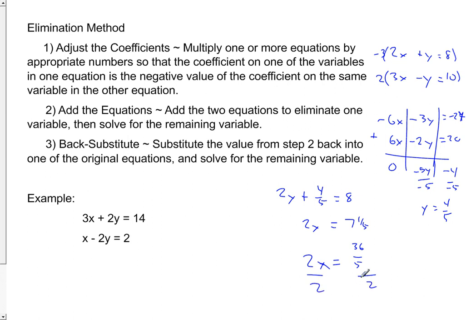you would get x equals 36/10, which is 3 and 2/5. So my ordered pair is 3 and 2/5, comma, 4/5.